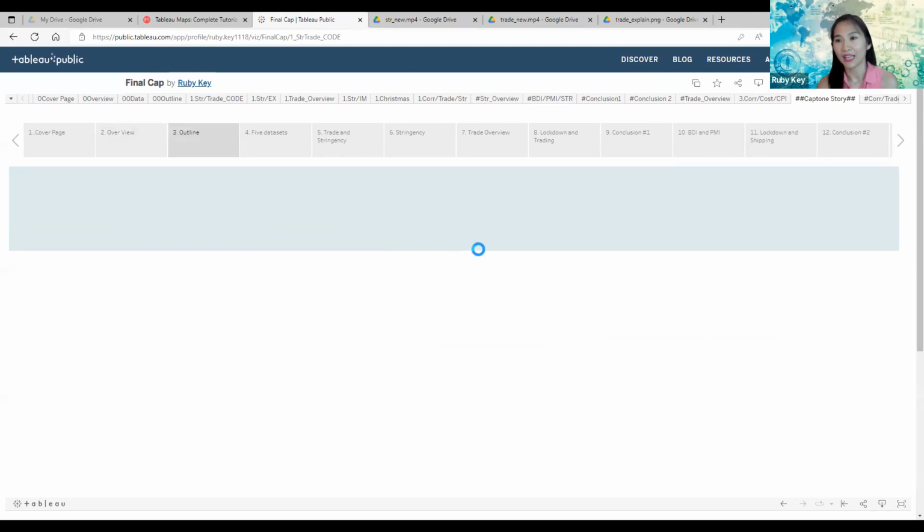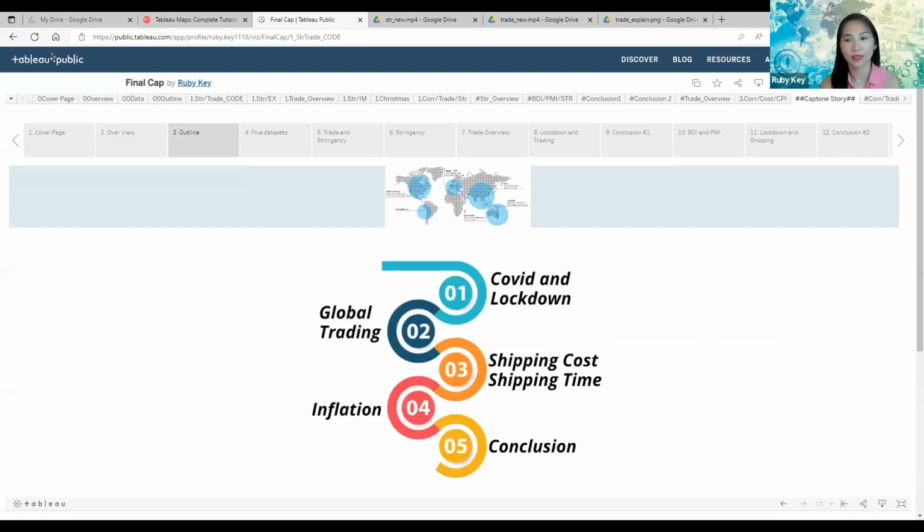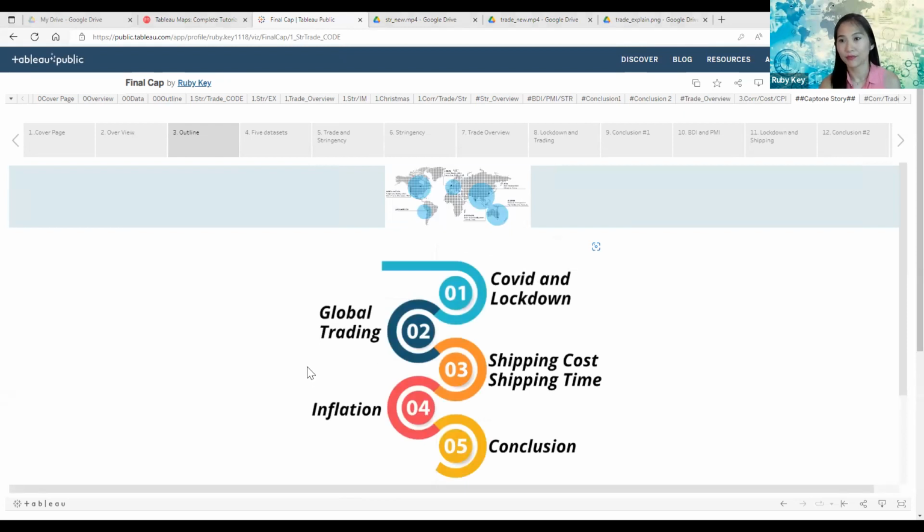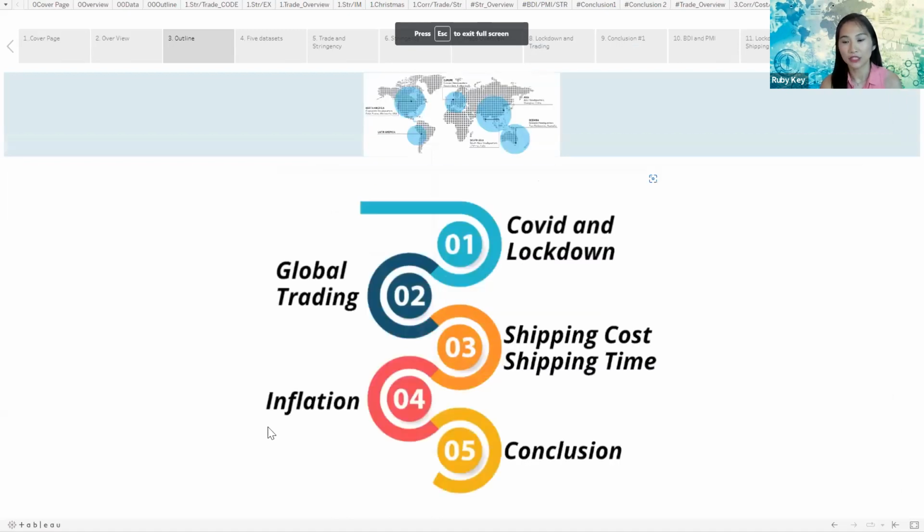I will start from COVID and lockdown and move on to the trading and compare the connection between them, and then move on to shipping costs and shipping time. Finally, I wanted to talk about, did COVID lockdown affect inflation? Finally, I'll bring you my conclusion.